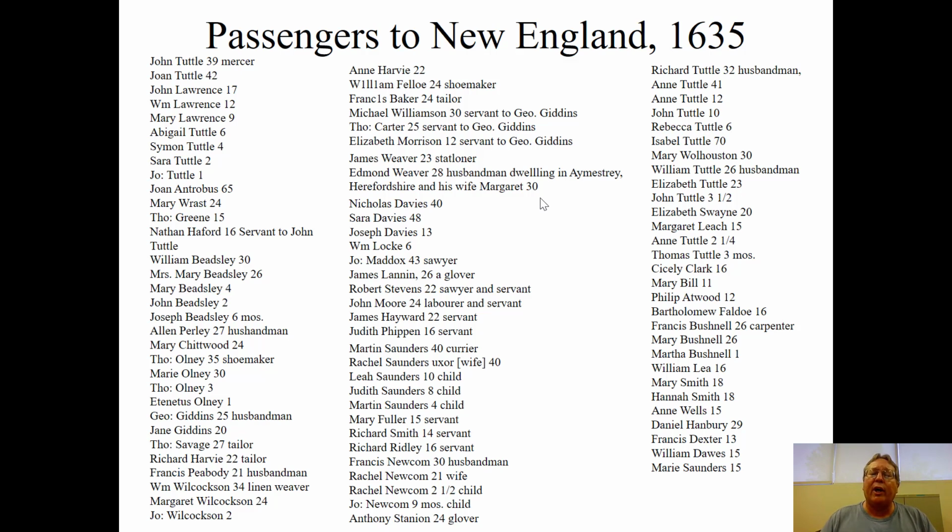Now here we have another group of passengers. What is interesting is it's the same exact year as the one we looked at going to Virginia, except this one is heading to New England. Specifically, this one's going to go to the Massachusetts Bay Colony. It's going to land in Boston. So again, I'm going to ask you to take a look at this passenger list and try to determine what does it mean for that society? How is it going to look and act? We did that with the Virginia one. We're going to do that here with the New England one as well.